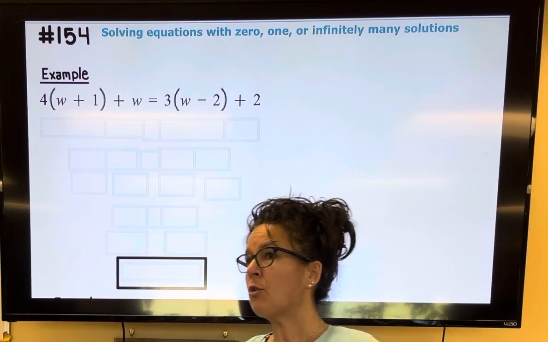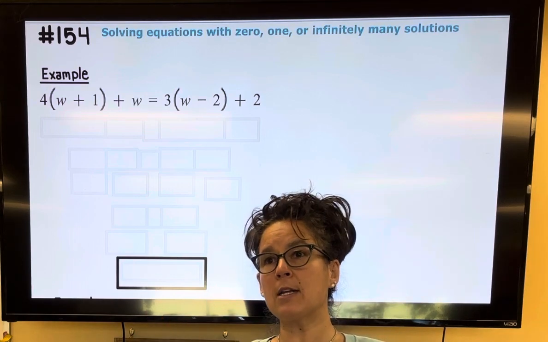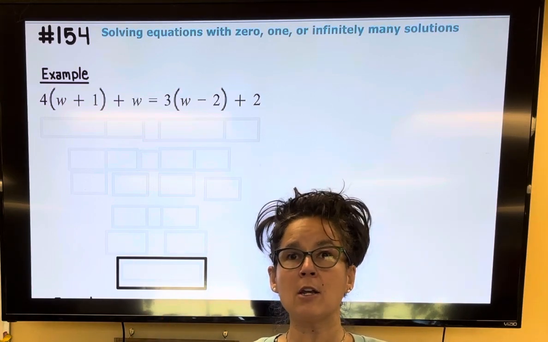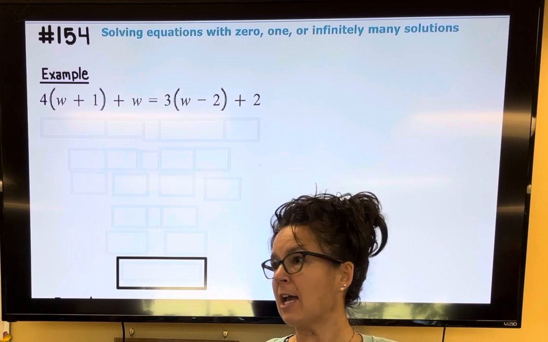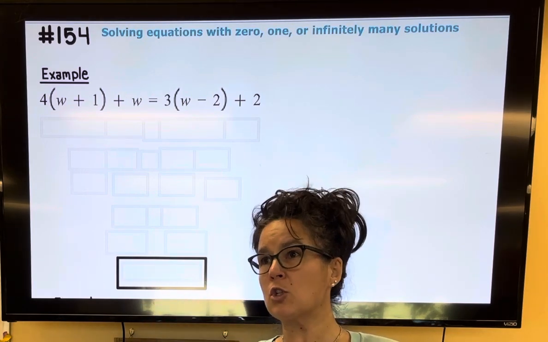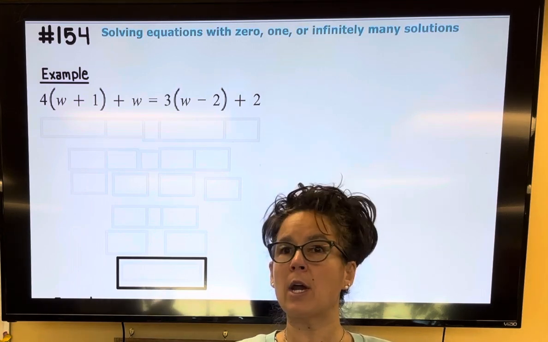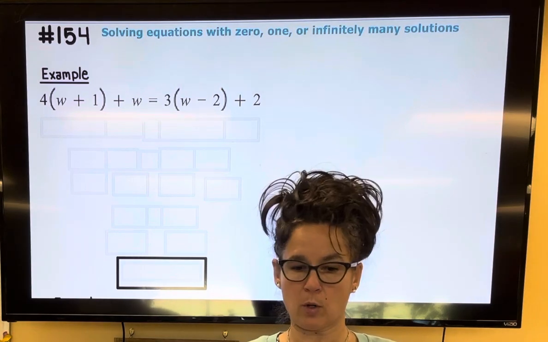So we're going to go through the three different scenarios of what happens. The first one is kind of our standard one where we find an answer. And then lastly, we're going to have a couple of examples where no solution, no numbers work, and another one where every single number works.